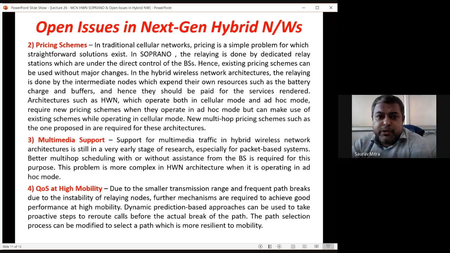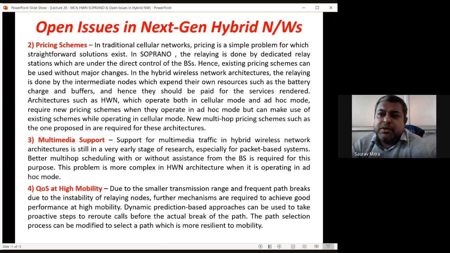Third is multimedia support. Support for multimedia traffic in hybrid wireless network architecture was in a very early stage when this book was written, the book of Murthy. But now it is quite advanced. Multimedia means we can talk about video, audio, text, data, images. All this data should be very easily transferred without any kind of fault from the transmitter to the receiver.